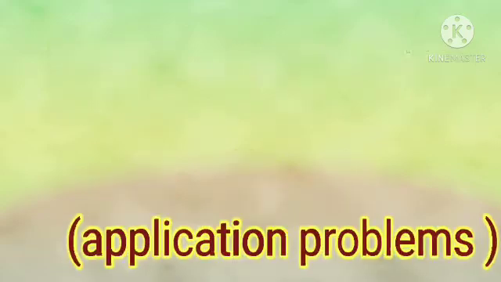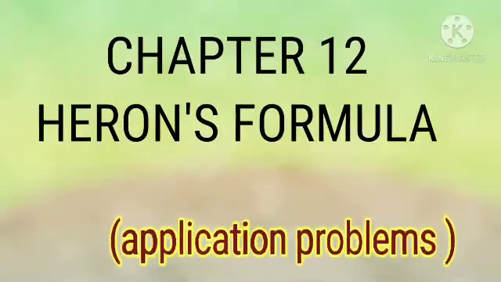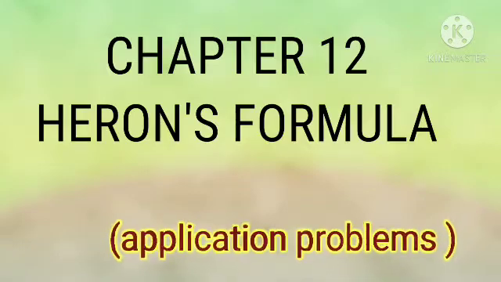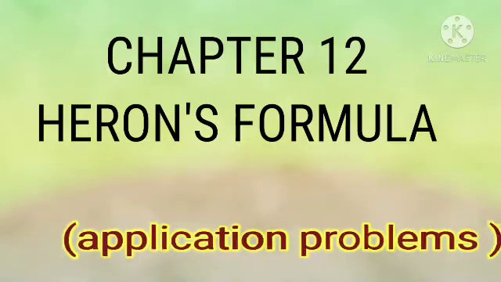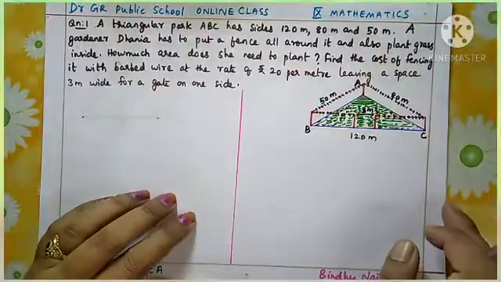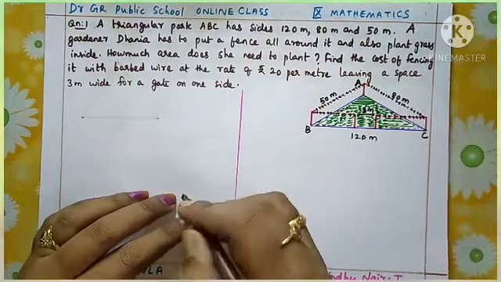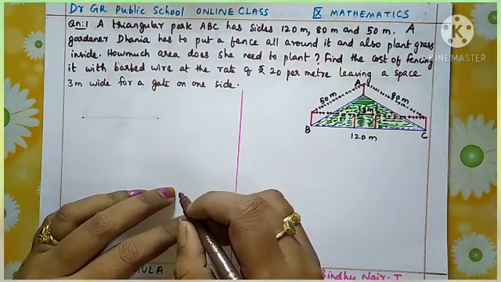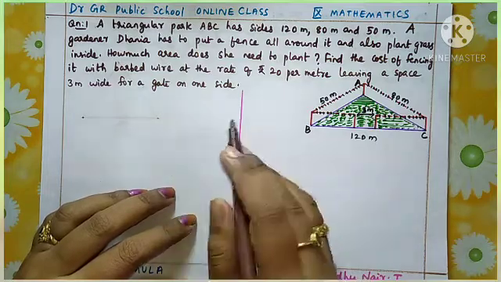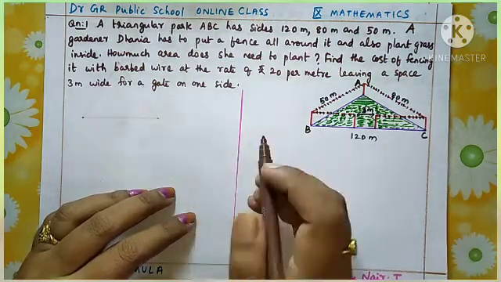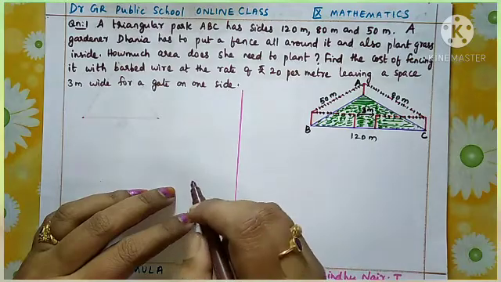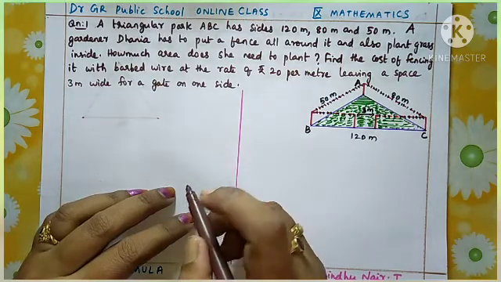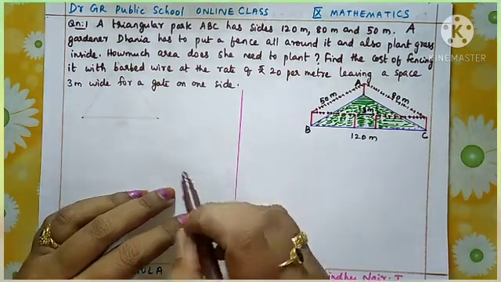We are doing the chapter Heron's formula and now we are going to see some application problems. Dear students, now we are going to study some application problems of Heron's formula. These are some word problems. So read the questions very carefully, understand the concept, what is given, and then try for the answer. So we are reading the question.